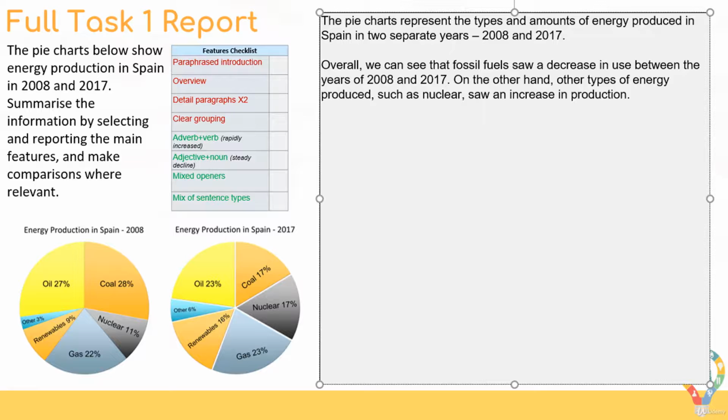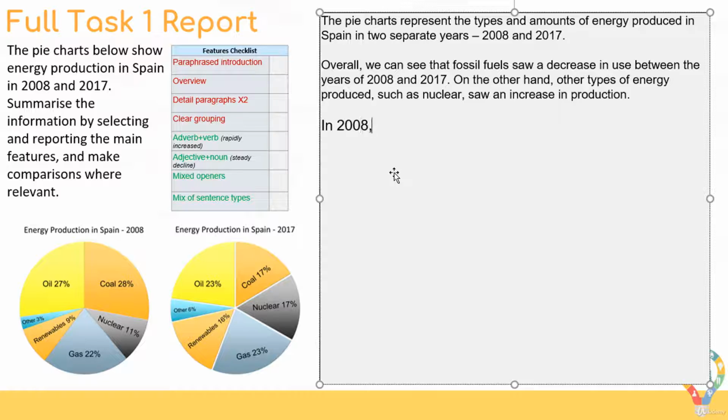Let's now move on to our detail paragraph. And I'm sure you'll remember from the plan that group 1 was oil, coal and gas, or fossil fuels. So I'm going to talk about fossil fuels in these 2 years in my first detail paragraph. Let's make a general statement for fossil fuels in 2008.